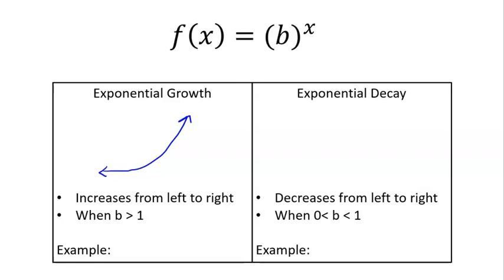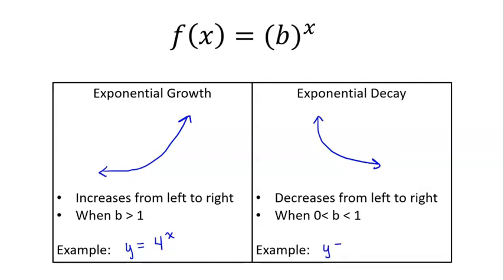And so if we have something like y equals 4 to the x, we're taking 4 and then multiplying that by 4, multiplying by 4, multiplying by 4, and so it's going to get large very quickly. When we think about exponential decay, that is when our curve is decreasing from left to right, and that's when b is between 0 and 1, so it's going to be a fraction.